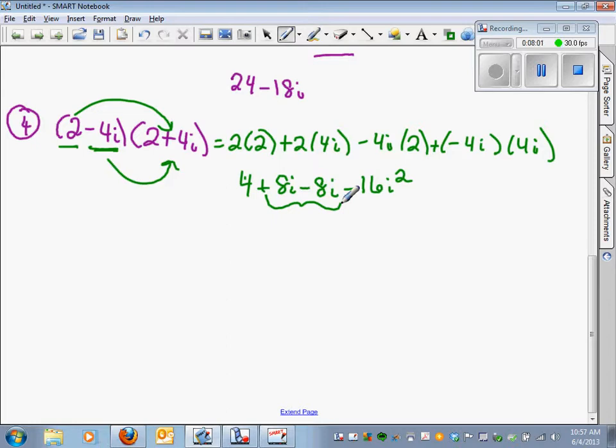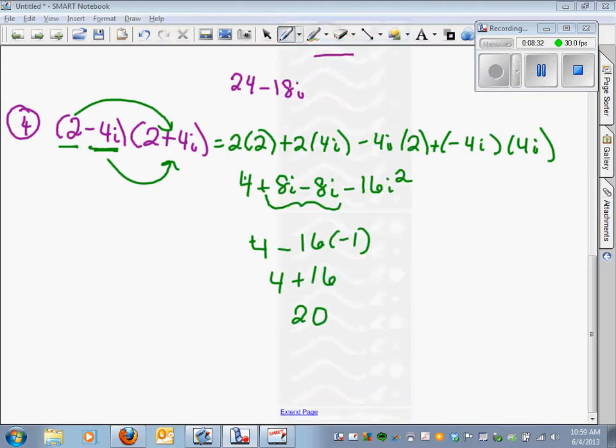And the i squared we know is equivalent to negative 1. So this is 4 minus 16 times negative 1. Well, negative 16 times negative 1 is a positive 16, so this leaves us with 20. Now, it looks like we only have a real part to this answer. However, technically, even though we didn't write it down, there really is a plus 0i here. So even though it's not written, we do have an imaginary portion. It's just, its coefficient is 0. There are 0 of them.